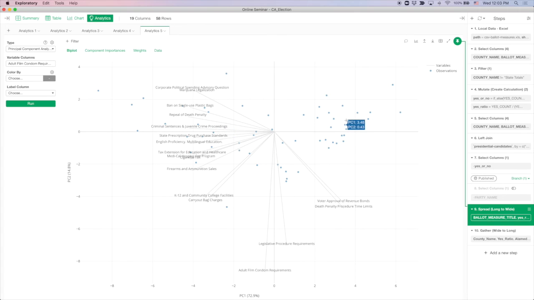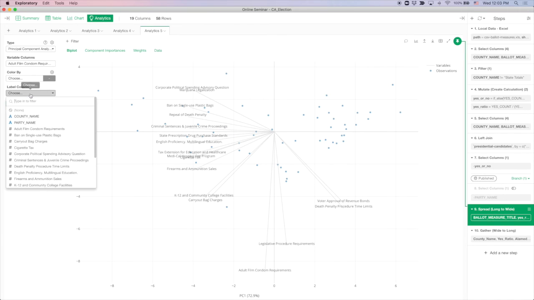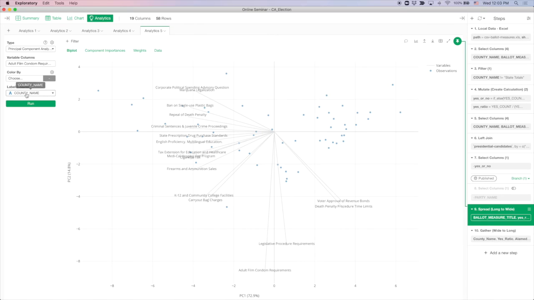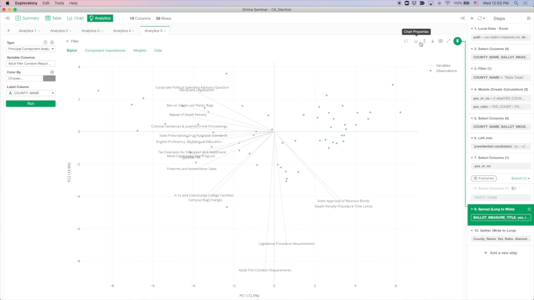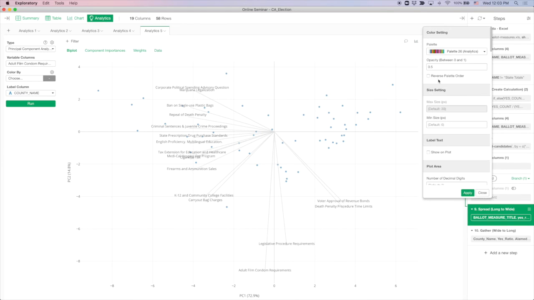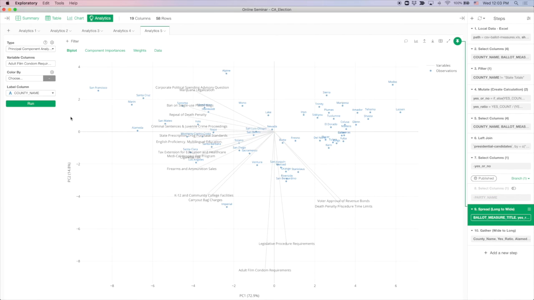I can bring the label on the county name column. To make it easier, I'm going to use the chart property, and under the label text, I'm going to show the county name here. Here we go. Now we see San Francisco, Marin, Santa Cruz, Alameda. Alameda is where Oakland and Berkeley are. If you're familiar with California, you can see these are the very liberal counties.